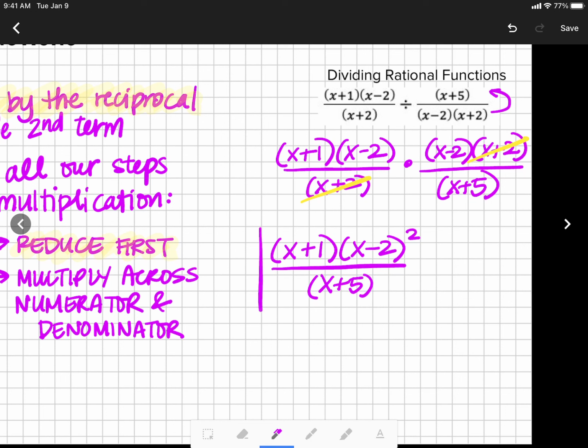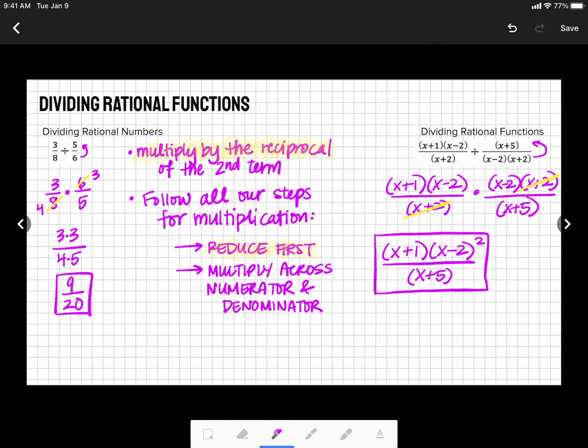Now I wrote x minus 2 squared because we had x minus 2 times x minus 2. That is the preferred way to write it. Write it as the two terms squared. And in my mind, anytime we're reducing the amount of things we have to write, that's a win. So once we set up the reciprocal, it is just multiplication. Reduce first, then multiply across both the numerator and denominator.